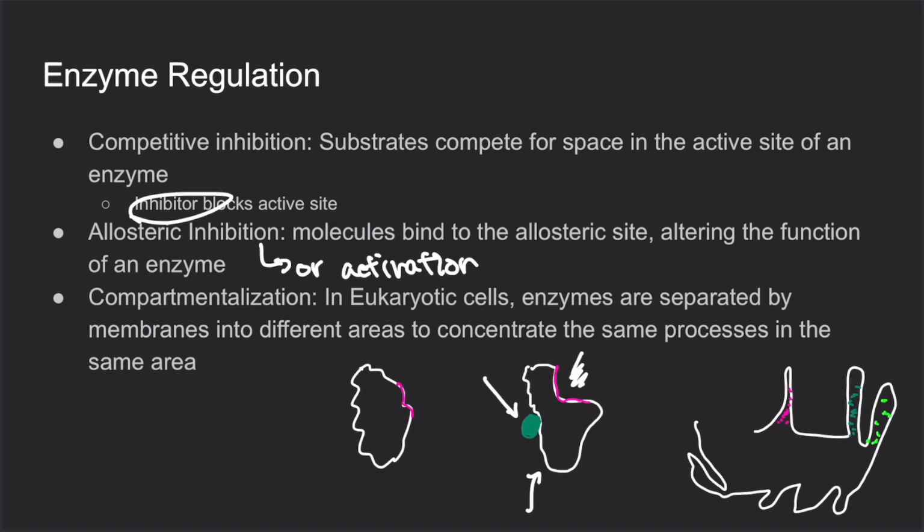That would be an activation. Or you can change the structure of the active site so that it can no longer fit its substrate. That would be inhibition, okay? So we have competitive, that relies solely on the active site. Allosteric regulation deals with the allosteric site, which is not the active site.